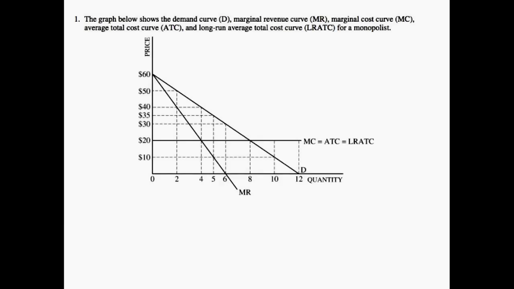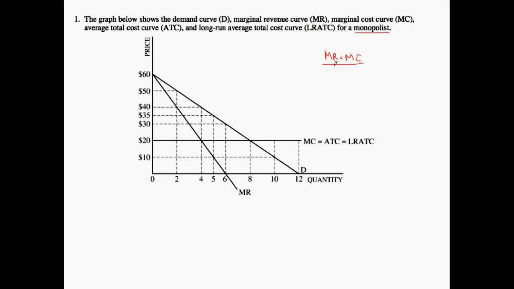So this question essentially asks, the graph below shows the demand curve, marginal revenue curve, marginal cost curve, average total cost curve, and long-run average total cost curve for a monopolist. So the important takeaway here is that you are solving a problem for a monopolist. And what that means is that the firm will have market power. And in the case in which a firm has market power, it means that they can set a price higher than marginal costs. And what they'll do is they'll actually set the quantity where marginal revenue equals marginal costs.